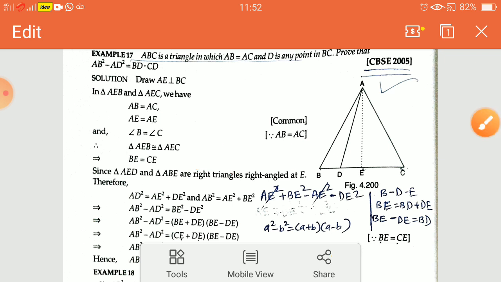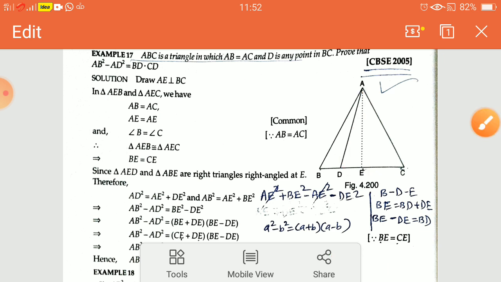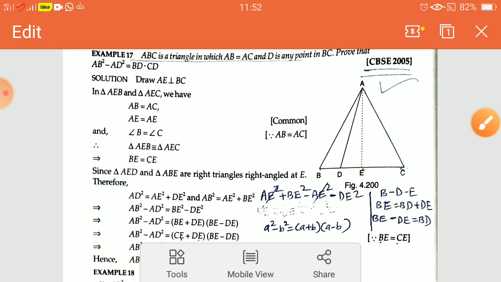Here we have to consider the triangle AED, again AED, and triangle ABE. So we have to consider these two triangles. Both the triangles AED as well as ABE are right angle triangles. Now we can apply Pythagoras theorem in both the triangles.